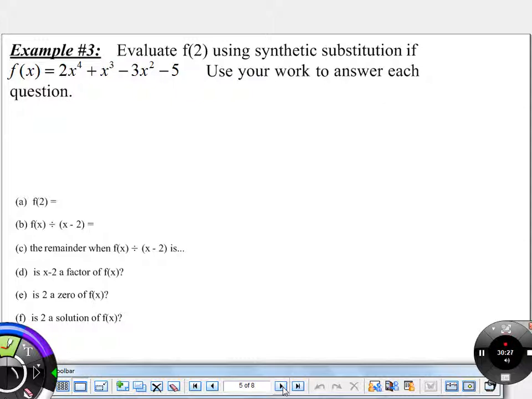And so you guys are very used to plugging stuff in for x and finding out what you get for y, which is our f value. Synthetic substitution means do the synthetic division process with 2 as the number that you're plugging in. So if you're plugging in 2 and you have 2x to the 4th plus x cubed minus 3x squared, no x, and minus 5, go ahead and do that quickly, and then we'll check that we have the same thing.